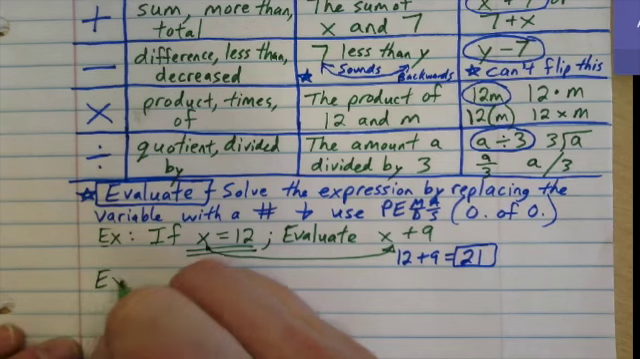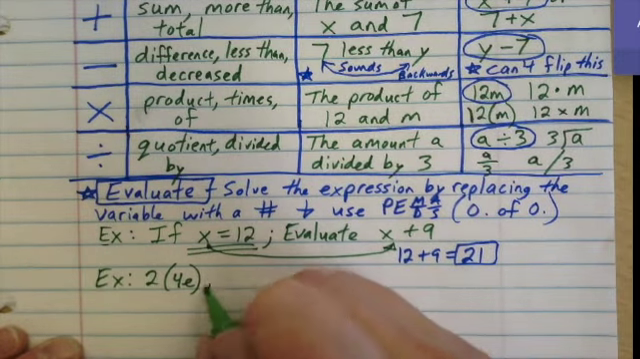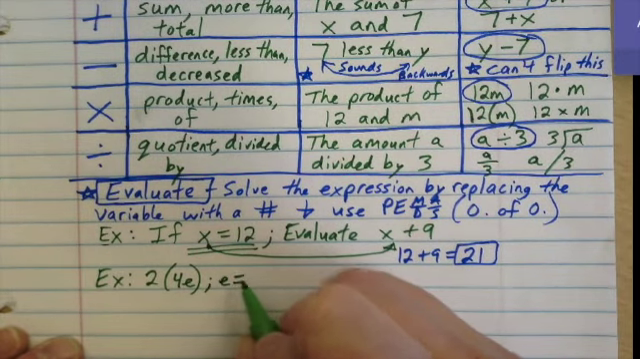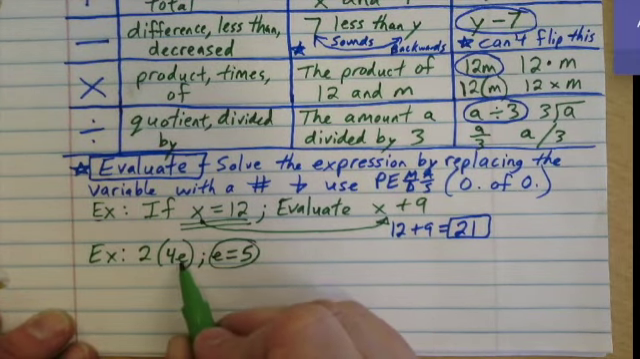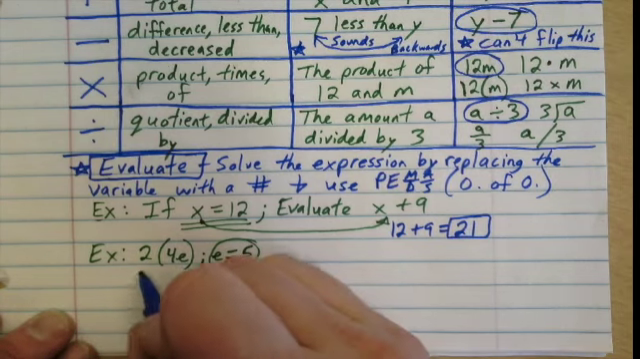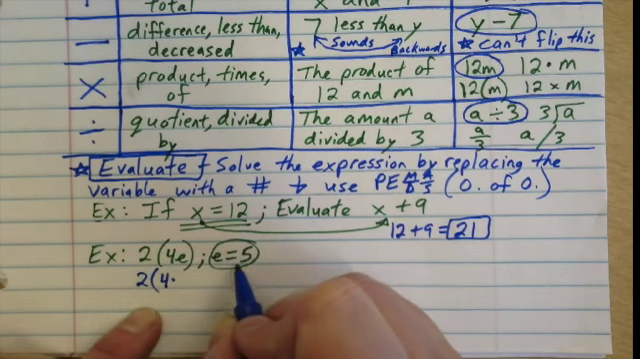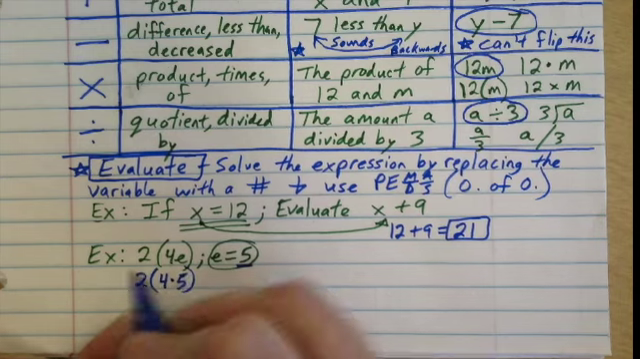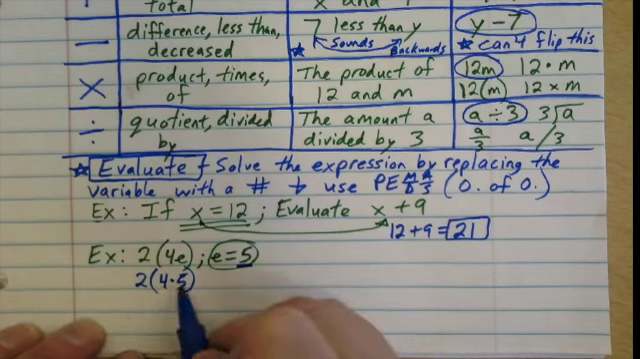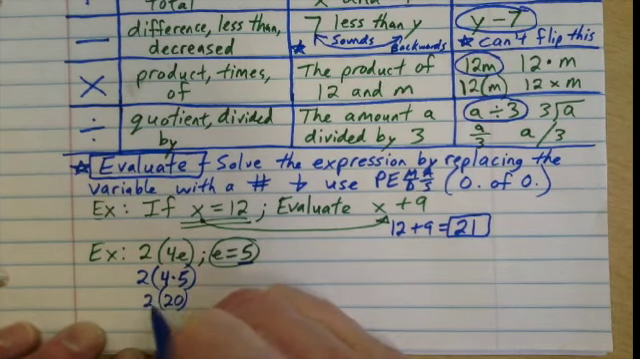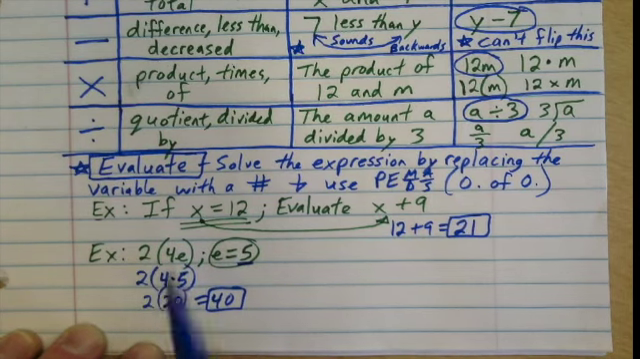The next example that I have is 2 parentheses 4e, and then there's a semicolon, and it says e equals 5. So what you need to do is use e equals 5, and put that in right here where you see e. If I rewrite this, it's 2 times 4 times e, but instead of e, you're going to put a 5 in there. So 2 next to parentheses means times, 4 next to a letter means times, and then you just multiply all these. 4 times 5 gives me 20, and next to parentheses, 2 times 20 equals 40. So you need to multiply because it's next to parentheses and next to each other.